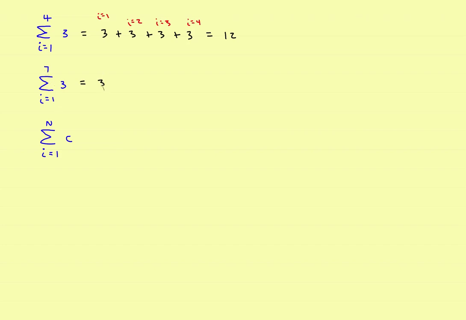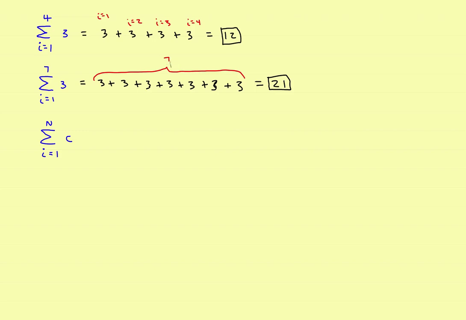So this would be i is equal to 1, plus i is equal to 2, plus i is equal to 3, plus i is equal to 4, i is equal to 5, i is equal to 6, and i is equal to 7. So what I wind up with is 7 3's. If I add all that up, I'll get 21 for a final answer. So 12 was the first answer, 21 is the second answer. You did this thing 7 times, so you wound up with 7 of these things.